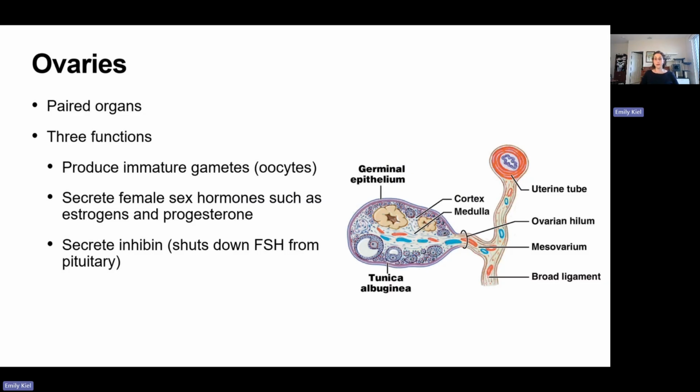Please note there are a number of estrogens. So we refer to them as estrogens and progesterone in this presentation, but there are many different kinds and there are many different steps along the way.